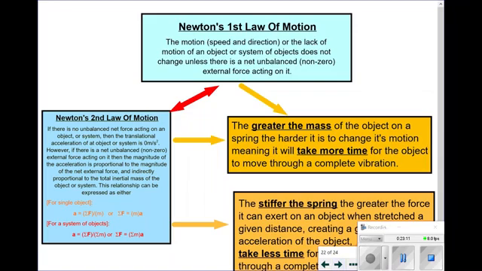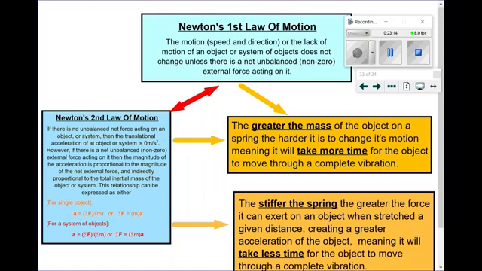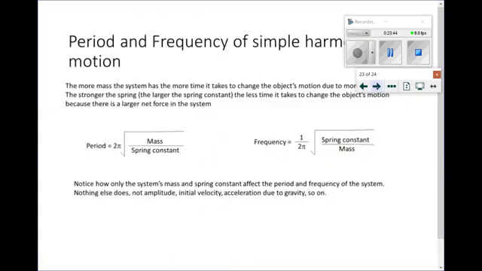The stiffness of the spring relates to the strength of the force that the spring can generate for any given distance. The stiffer the spring, the greater amount of force the spring can exert on that object for whatever distance it has been stretched. Greater force means greater acceleration. This means the object will change its motion much faster and it actually takes less time to vibrate. These two properties of mass and stiffness are constantly combating one another and determining the period of a vibration.